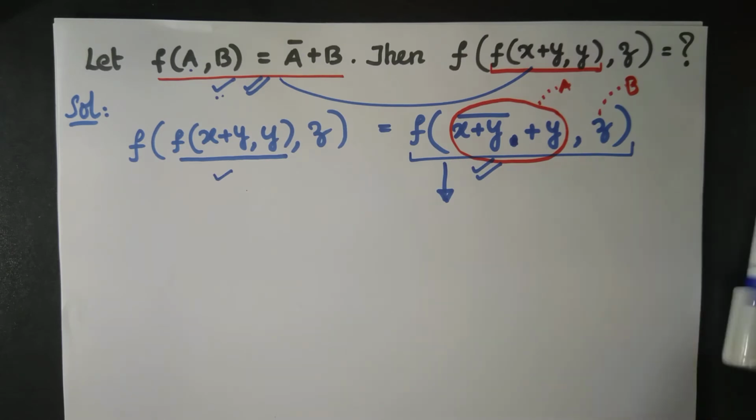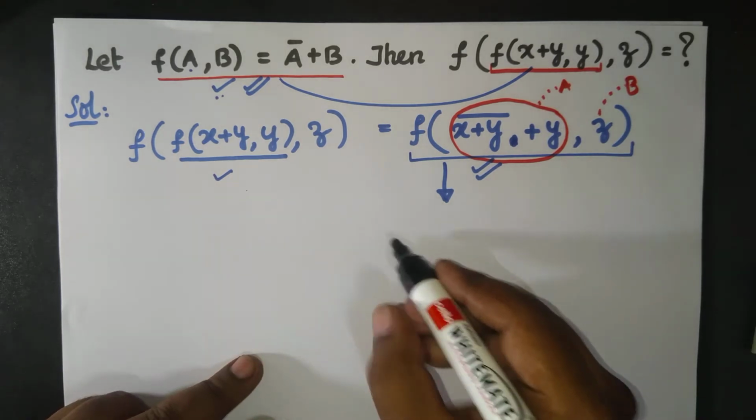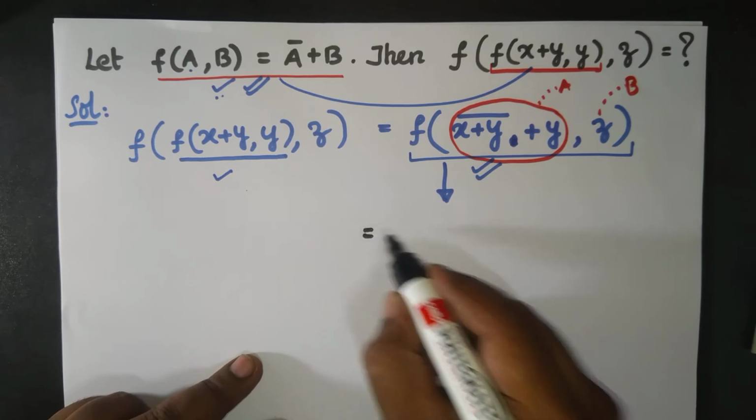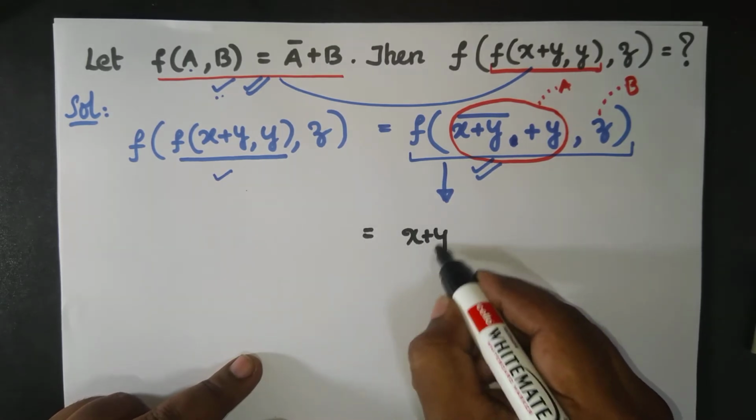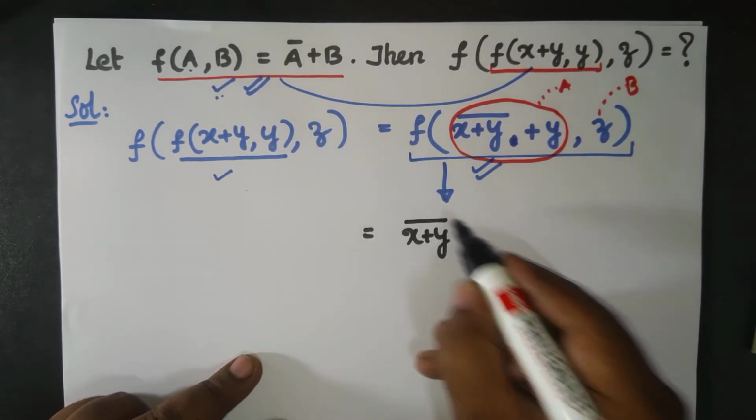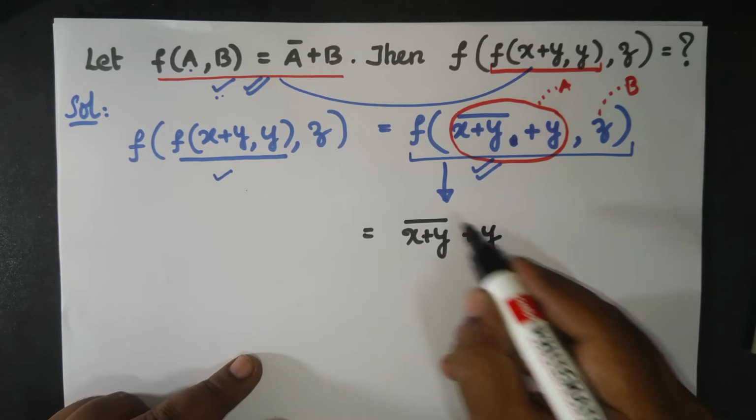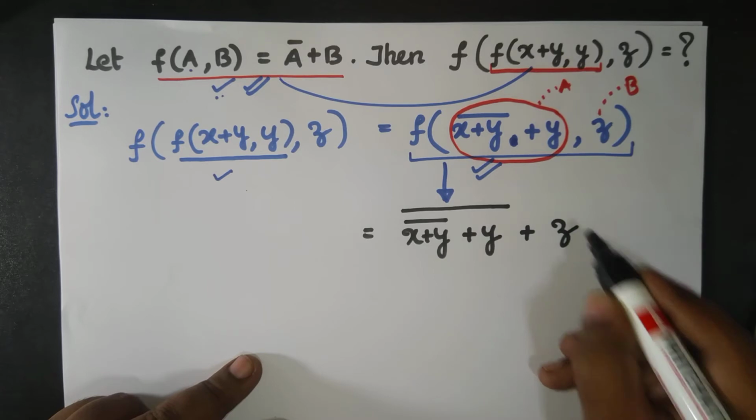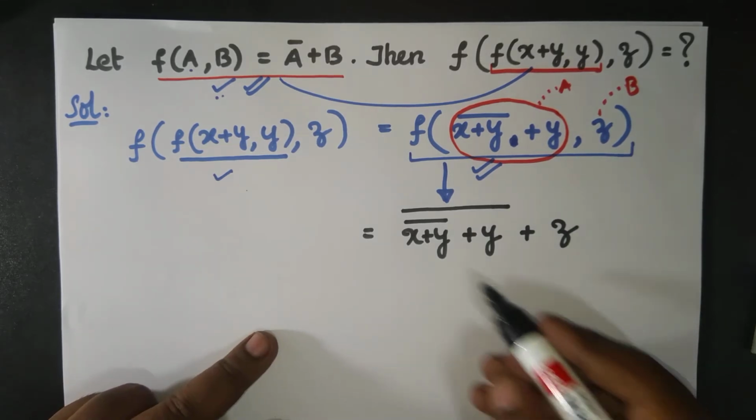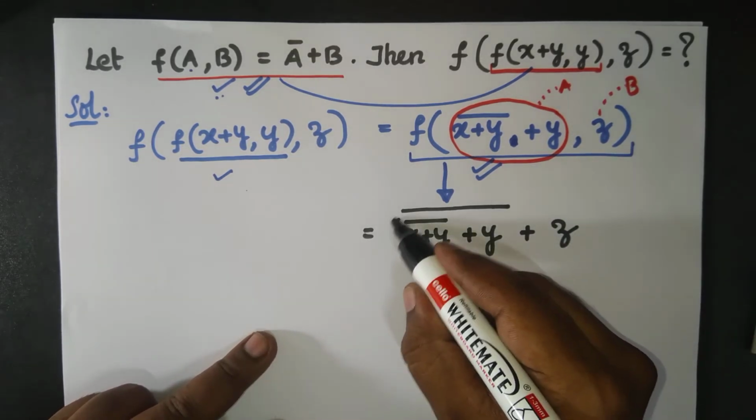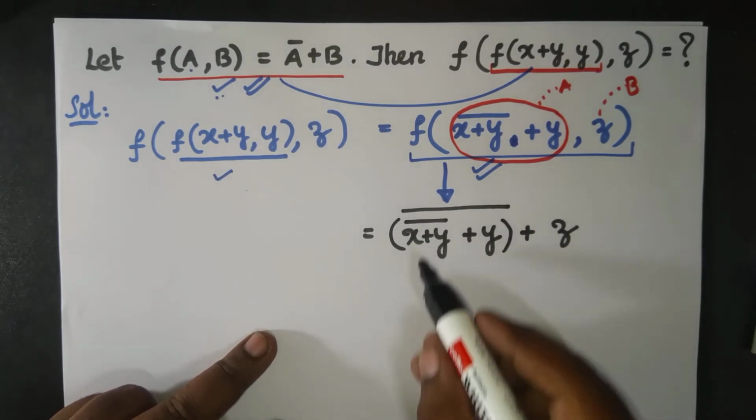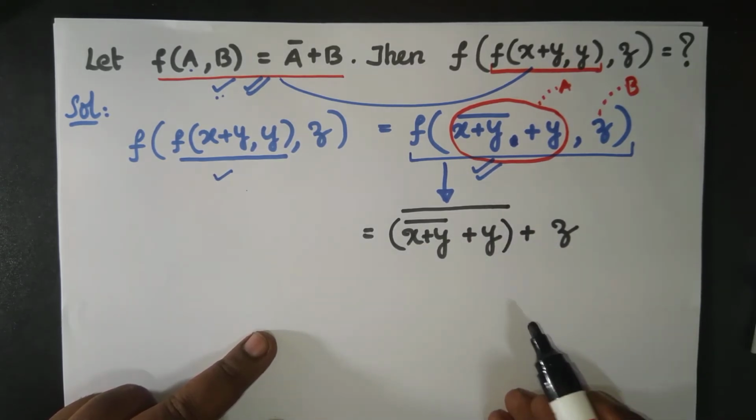So what do we get now? f of a comma b is a complement or b. Therefore, this one we get x or y whole complement or y, again whole complement or z. So this complement is for this first quantity here.